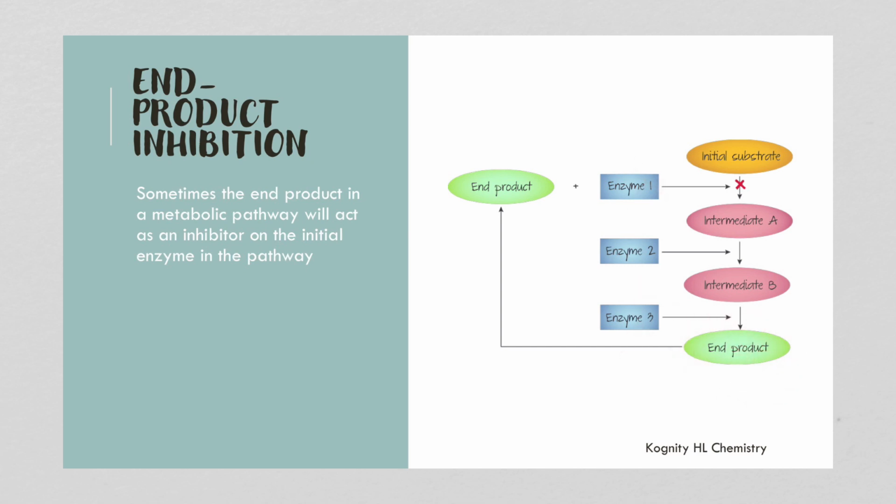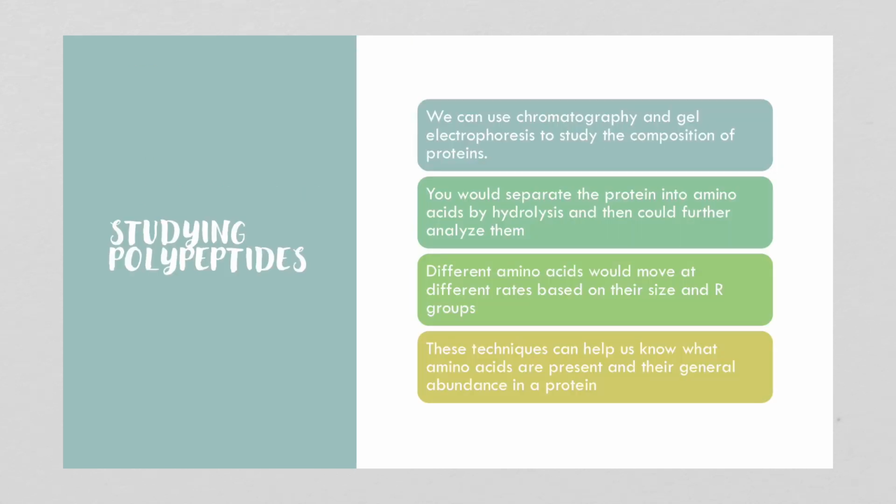Now that we have our end product, we don't want to waste energy to keep making it once we have it. So that will act as an allosteric inhibitor, or a non-competitive inhibitor sometimes, and will inhibit the initial enzyme. And then we won't continue making the product because we already have it.